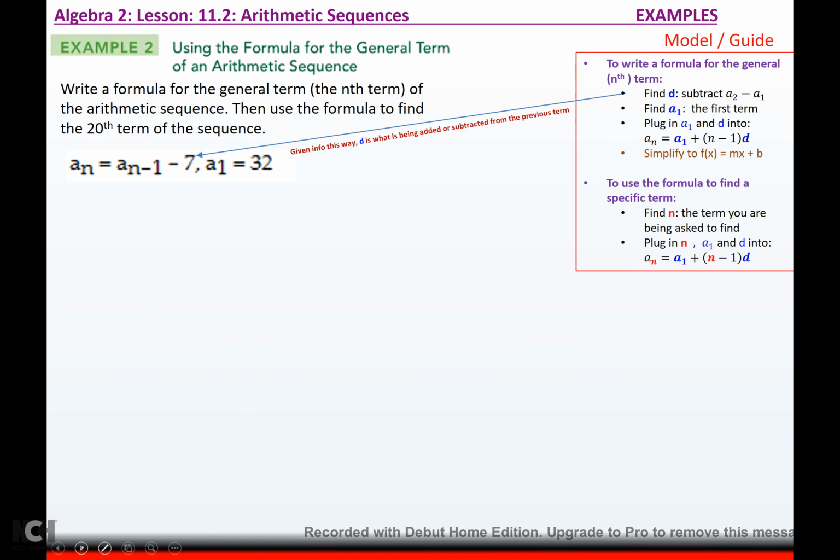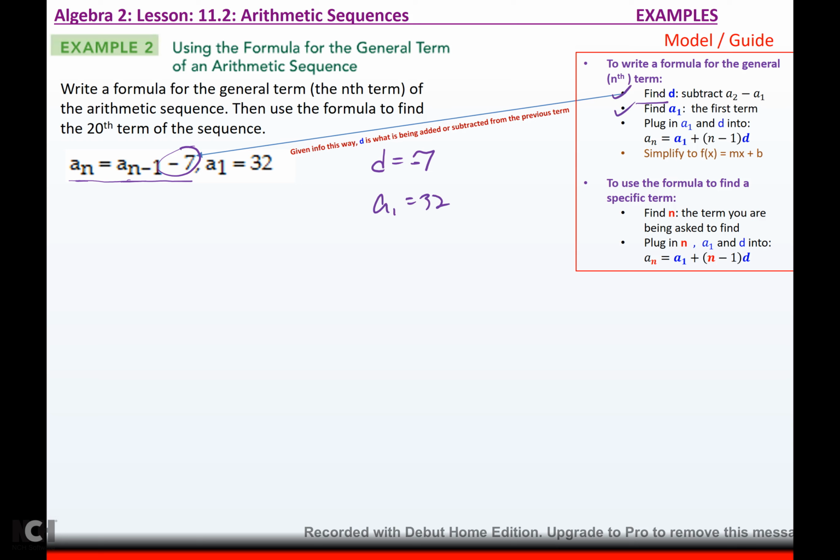All right. It says write a formula for the general term, or the nth term of the arithmetic sequence, then use the formula to find the 20th term. Again, when they give it to you like this, I have to find D. Well, they didn't give me a series of numbers. If they're giving it to you this way, remember this is the recursion formula, which says to get the next term, you take the previous term and subtract 7 from it. So it's telling me my common difference is negative 7, right? Subtracting 7. Okay, and I know a sub 1 is 32.